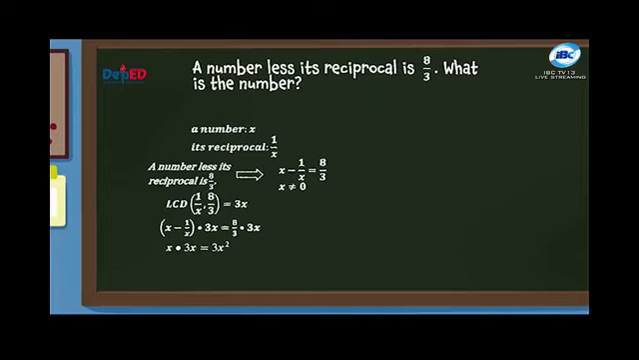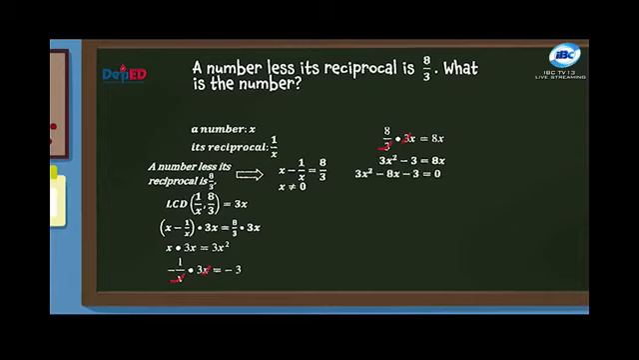X times 3x is 3x squared, and by cross cancellation, negative 1 over x times 3x is negative 3, and 8 over 3 times 3x is 8x. Hence, the resulting equation is 3x squared minus 3 equals 8x.